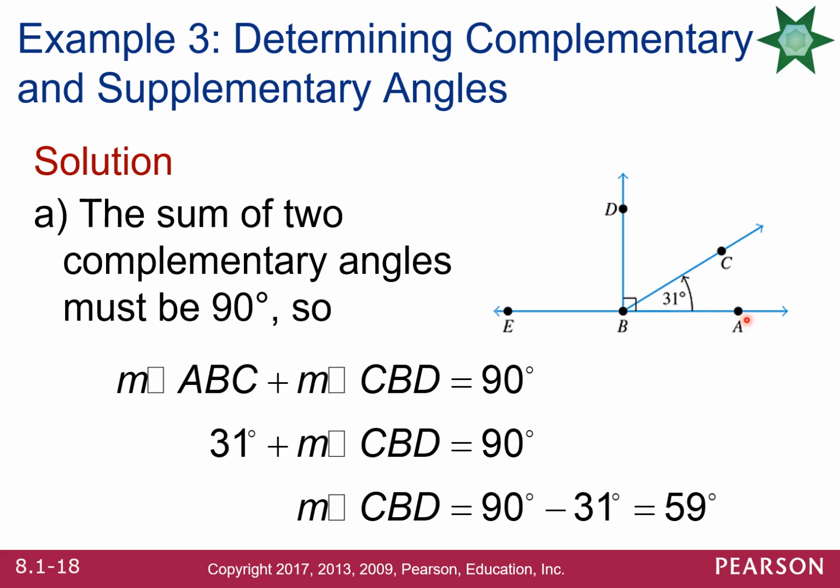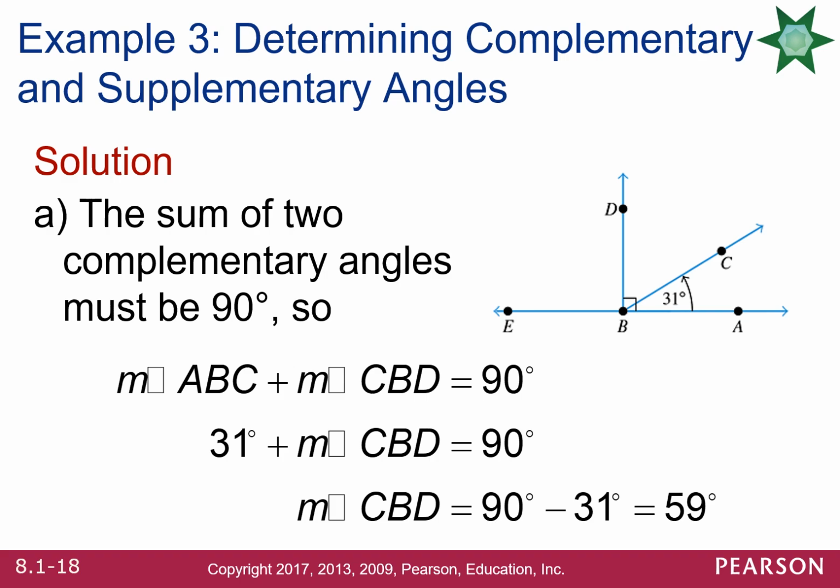We see several angles here, but ABC has a measure of 31 degrees. The vertex point is B, and BA is the initial side, BC is the terminal side, right? And then we have another ray going straight up from B, BD. And we also note that ABC and CBD are adjacent angles. Why? Because they have a common vertex as well as a common ray, a common side. All right, both these angles.